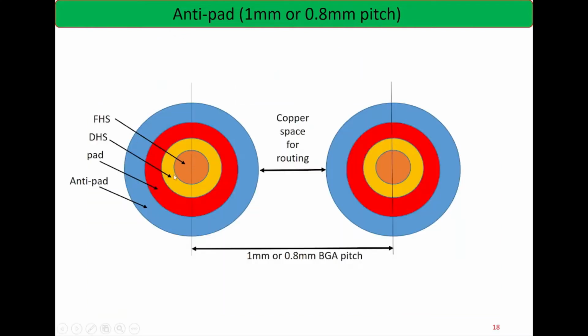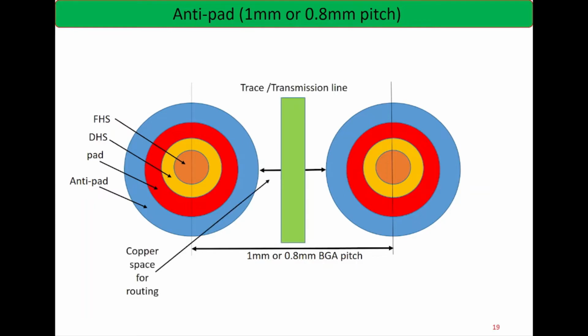You can see this is the FHS, this one is the drill hole size, this one is the pad, and another one is the anti-pad. And similarly, for the BGA we have this kind of structure. Now we need to find out whether the spacing between these two is enough for copper spacing for routing. So for that we need to do some calculation. We need to check whether a transmission line or trace passing between these two vias is enough or not. This is the single transmission line.